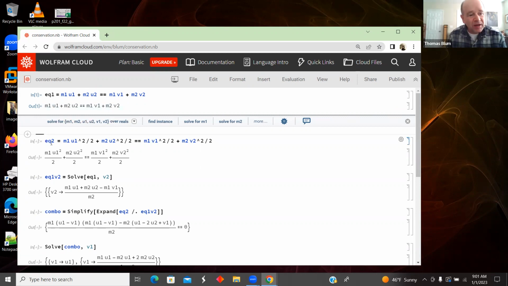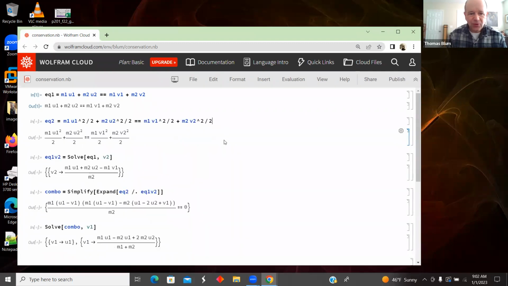My equation 2, EQ2, is conservation of kinetic energy. So I have kinetic energy, 1/2 mv squared. It's the mass times the velocity squared, and I just used caret notation, divided by 2. They're all divided by 2, so I could have factored that out, but I wanted to have it in a familiar form. So the kinetic energy of 1 and the kinetic energy of 2 before, using the u velocities, equals the kinetic energy of 1 plus the kinetic energy of 2 after, using the v velocities. So I'm entering that.